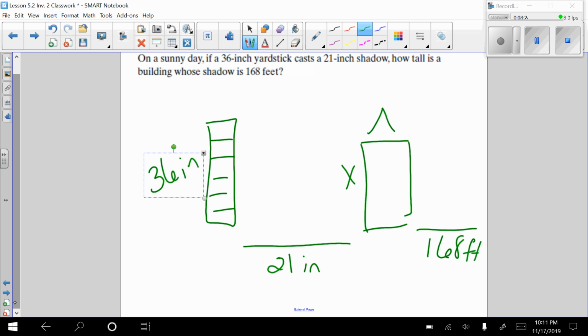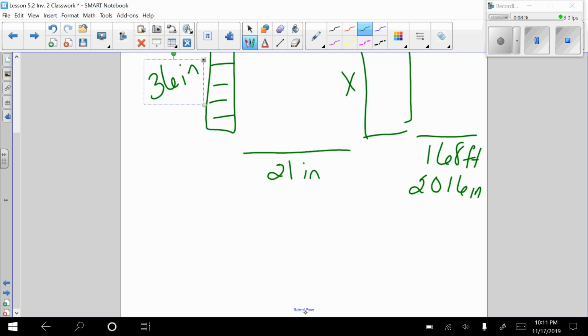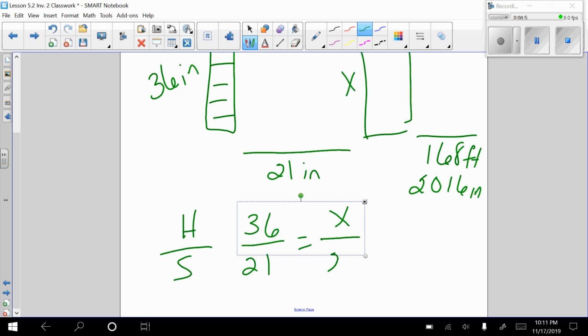So 168 times 12, because there's 12 inches in a foot, is 2,016 inches. Now, let's set up a proportion. Height to shadow. Whoops, excuse me. Height over shadow. So 36-inch yardstick casts a 21-inch shadow. A building, we don't know how many inches it is, casts a shadow of 2,016 inches because we have to have it in the same units.